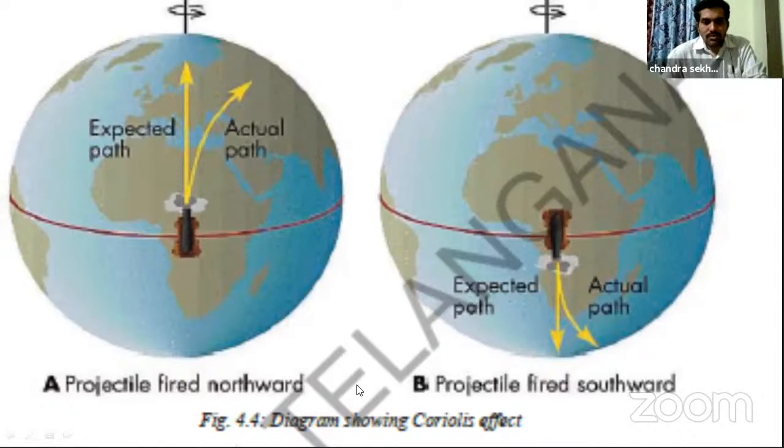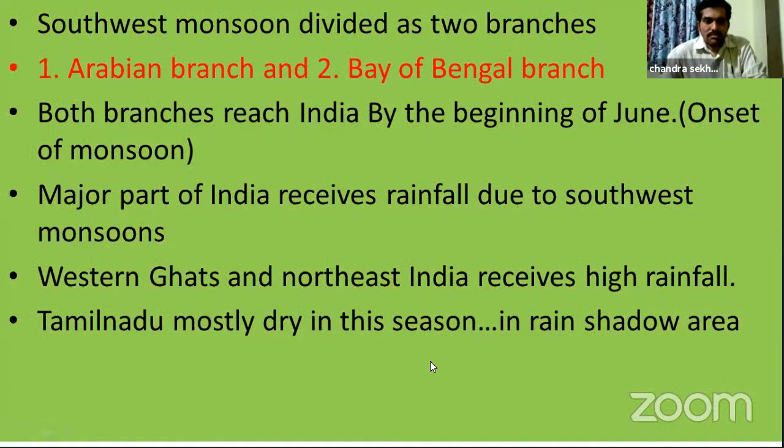This is because of the Coriolis effect, which we learned in 9th class. The winds blowing in the northern hemisphere tilt towards east. The winds blowing in the southern hemisphere tilt towards west. Like that, the southwest monsoons come from the southwest side and enter India through Kerala.